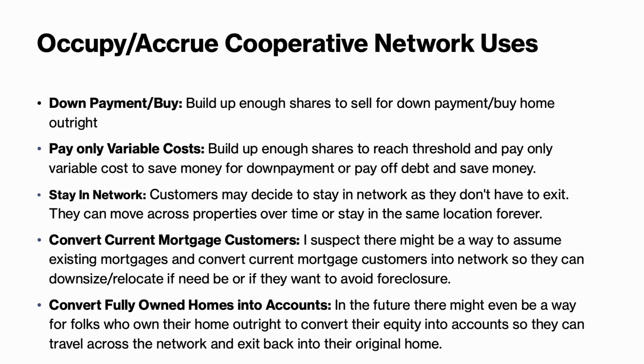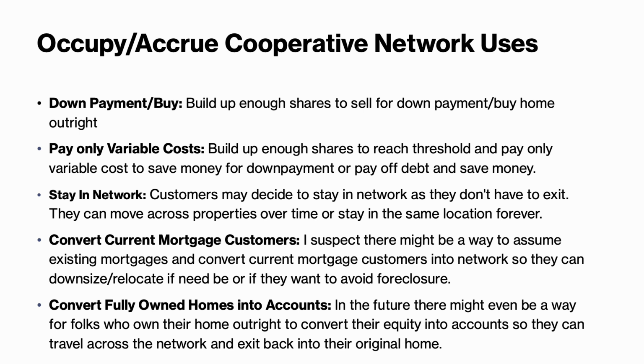As folks build up their equity accounts, they can opt to sell their shares on the exchange and use the funds to put towards purchasing their own home. Once customers build up their accounts to maximum share threshold, their monthly payment drops to only consist of variable costs for the unit they occupy. Once they're paying a lower monthly payment, they can stay in the network while they pay off debts and or save money. Networks can become a good place to recover from financial difficulty or build up their financial health over time.